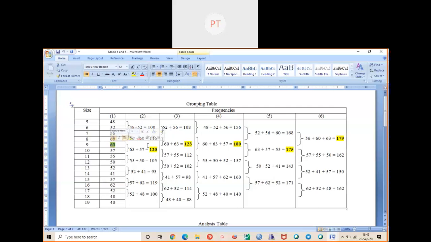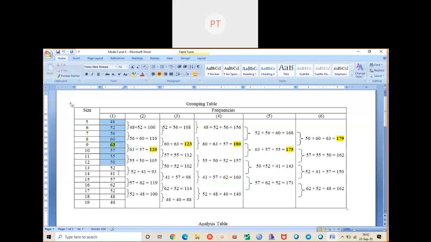In column number 2, what we have to do is find the sum of the first and second frequency. So you will start from here. This is first, second, third, fourth, fifth, sixth, seventh, eighth.